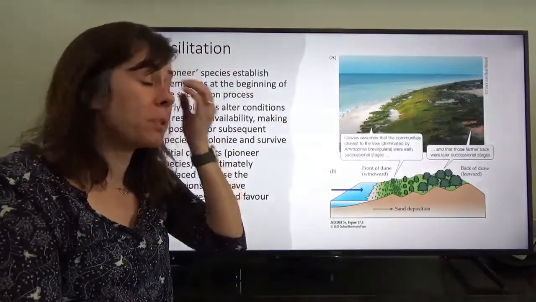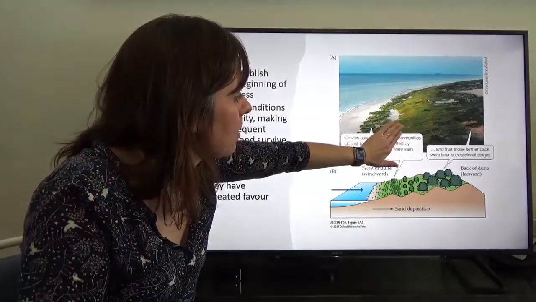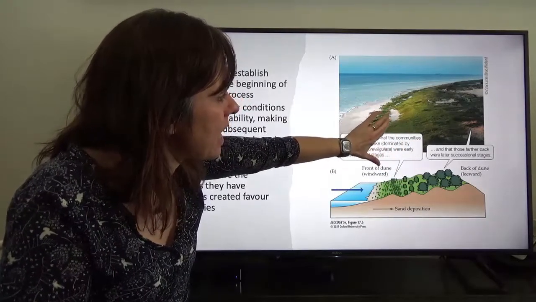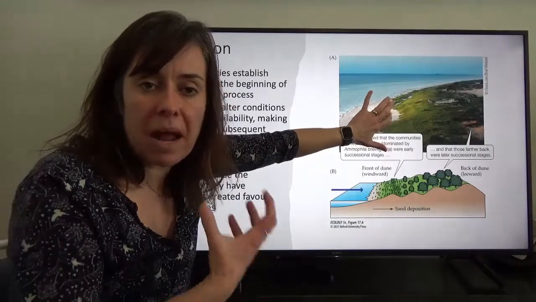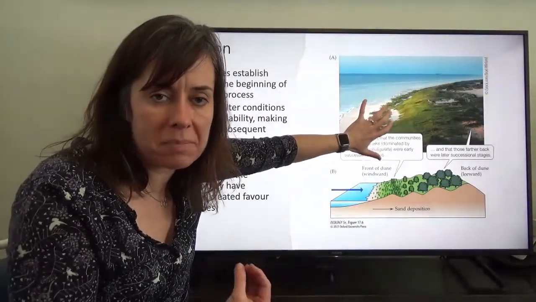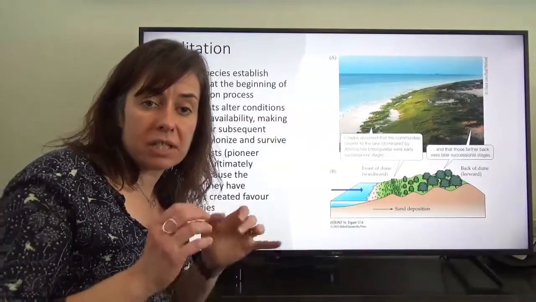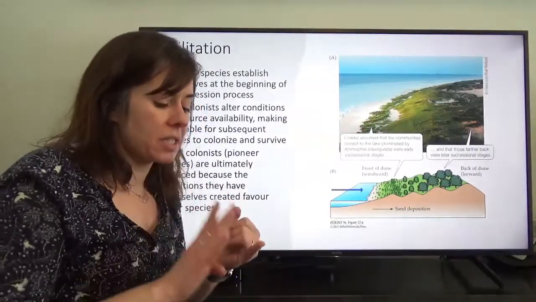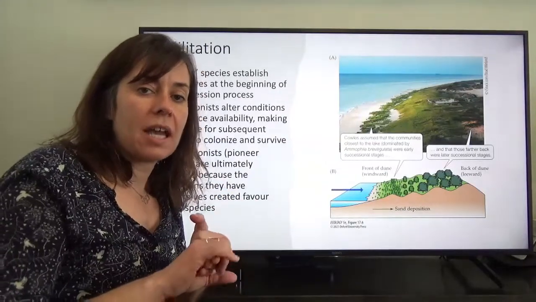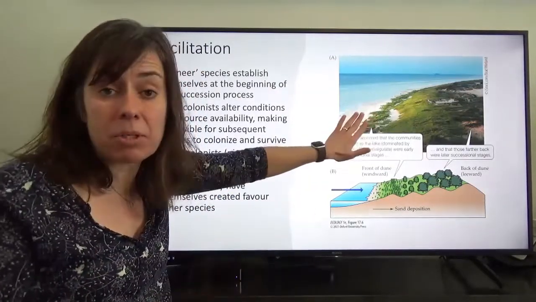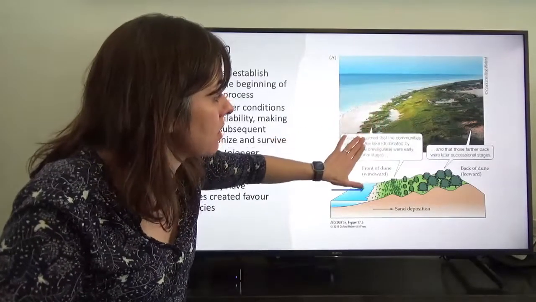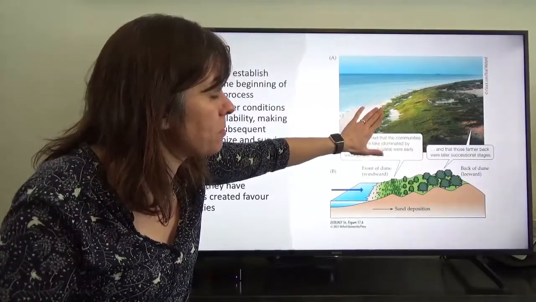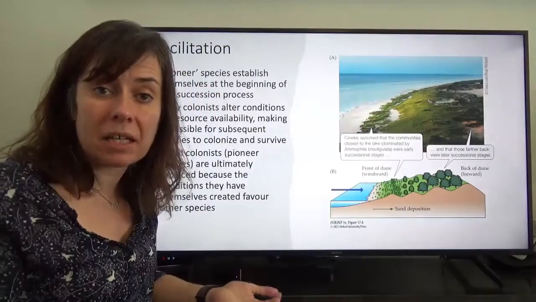And so then other plants can establish themselves on the leeward side of these little grass mounds that accumulated some sand, and that protects those later successional species, those species that aren't this early pioneer species, from sand scouring, from wind, from wave action, and helps them to establish in ways that they wouldn't be able to if those grasses weren't there. So this American beach grass really helps to facilitate the establishment of other species by protecting them from some of these stressors.